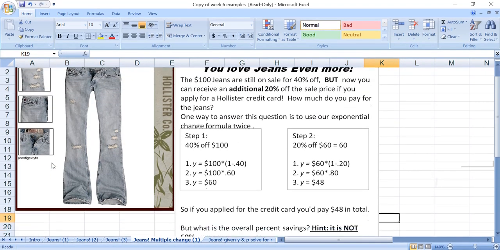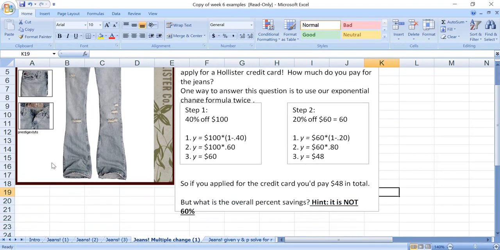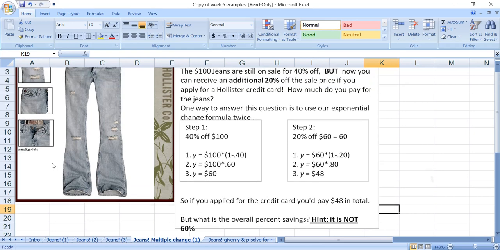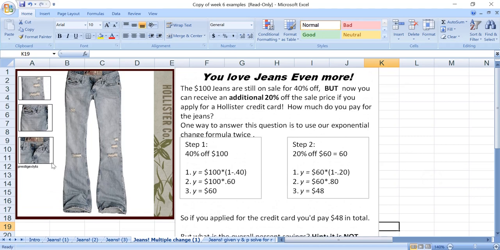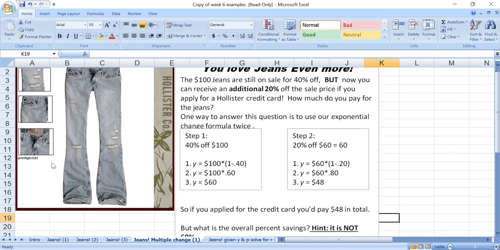Now, why isn't the overall percent savings 60%? Why can't you just go, well, if it's 40% off plus 20% off, so it must be 60% off? And the answer is because that 20% off is not coming off of the original $100. It's coming off of the already reduced price. So you can't just simply add these percentages together.